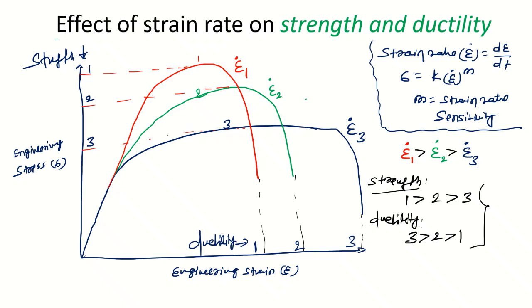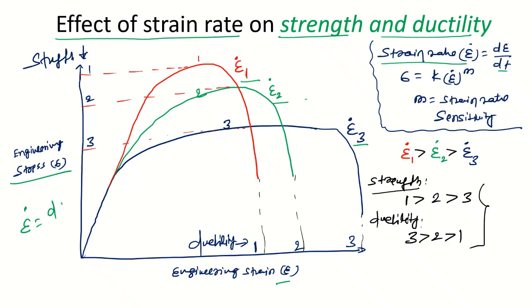So let us understand what is the effect of strain rate on strength and ductility. These are the engineering stress-strain diagrams of three different strain rates. First of all, strain rate is defined as d epsilon upon del t, where epsilon is the engineering strain divided by time. So strain rate is d epsilon upon del t. It is inversely proportional to the time.